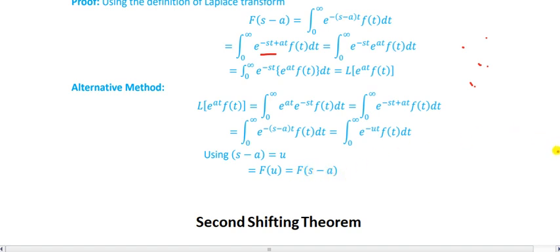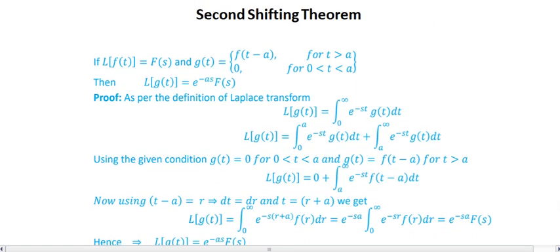So it is not necessary to go through both the methods. One method could be sufficient. Okay, now let us discuss the second shifting property, the second shifting theorem.